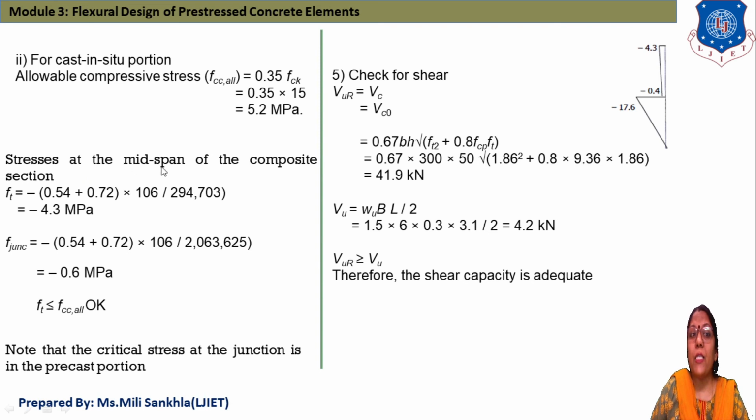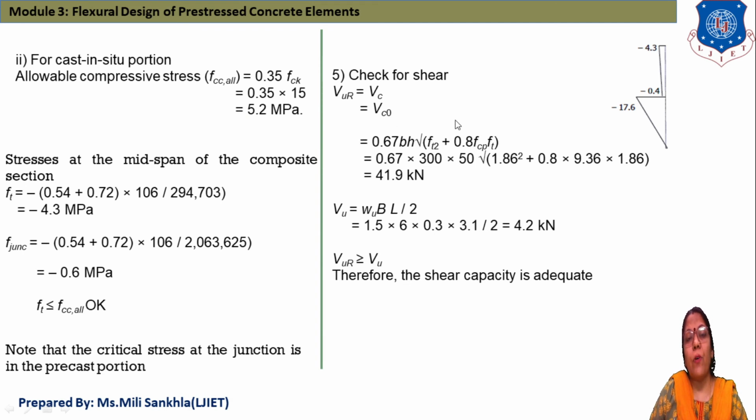Now we find out stress at mid span of the composite section. Here we discuss cast in situ, so top stress is minus 0.54 plus 0.72, this one is the moment, 10^6 divided by Z. After solving, the answer is minus 4.3 megapascal. Same here at the junction, stress is minus 0.54, 0.72, 10^6 divided by Z, again minus 0.6 megapascal. Here again these top stresses are less than or equal to the allowable compressive stress. This check is again okay.